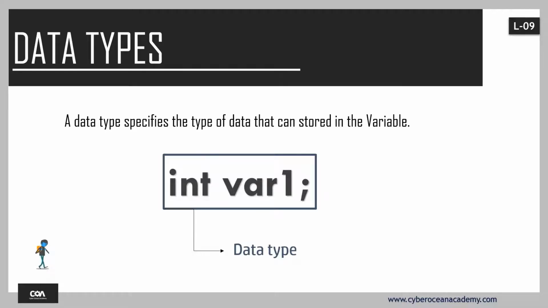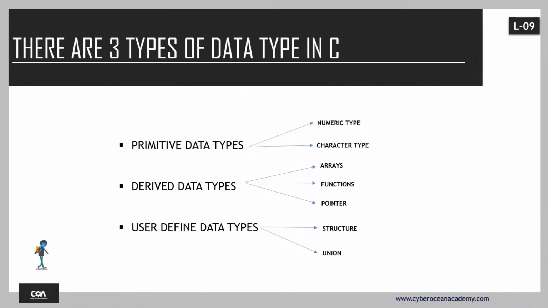Okay, so now let's take a look at the different types of data types. Data types are classified as primitive data types, derived data types, and user-defined data types. What are primitive data types? Primitive data types are the basic data types, like numeric type or character type. So you only need to know about two kinds of data: numeric or character type. Those are the primitive data types.